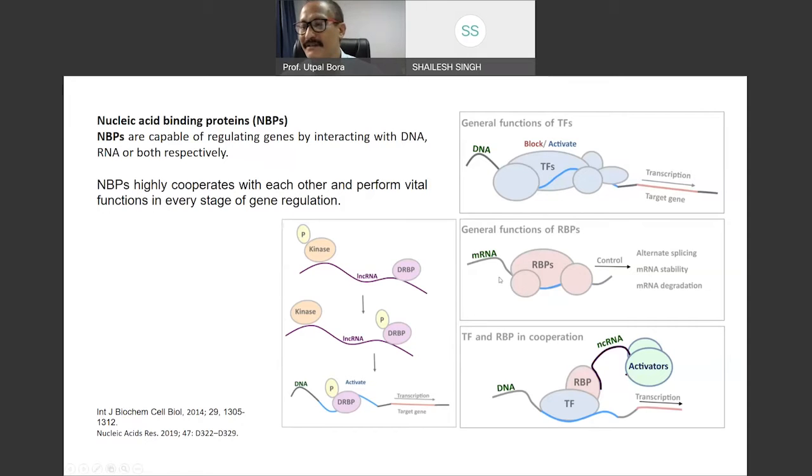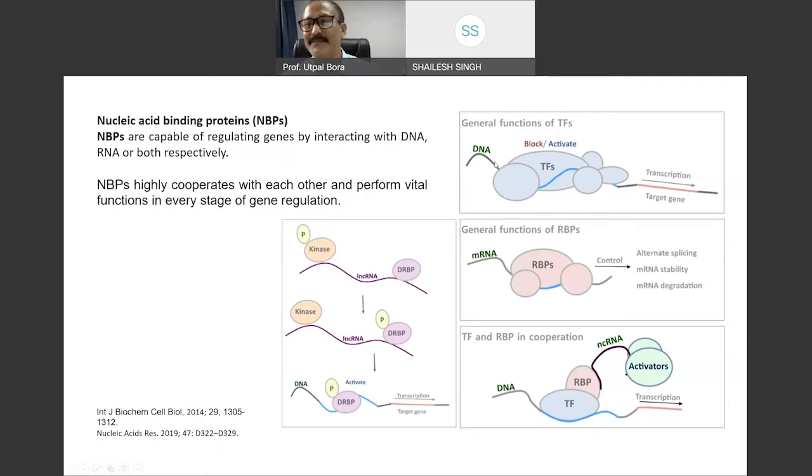Now, for example, if you look into the general function of nucleic acid binding proteins, some of them act like transcription factors. I told you about the process of transcription, how RNA copies are made from the DNA molecule.